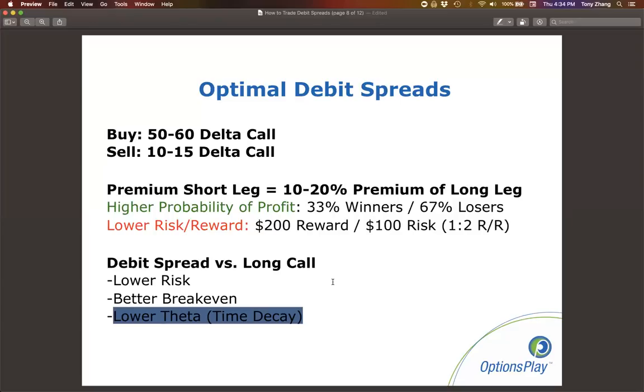But at the same time, if we're wrong, we're limiting our risk. And that's really the key to maximizing your profits with debit spreads, this concept of lowering risk and allowing you to stay in a trade for longer so that you have a higher chance of making money on that trade.